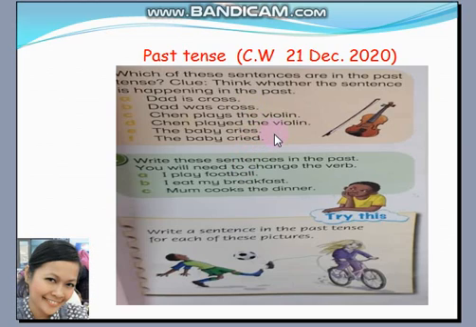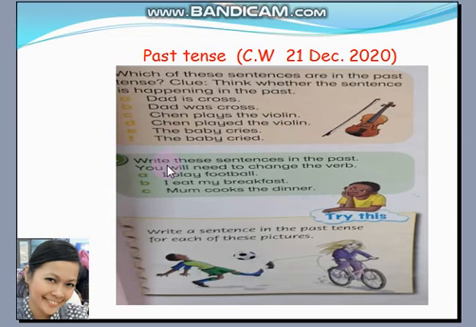Remember that some of the verbs, regular verbs, we added ed to make them in the past tense of the verb, while the other verbs, we call them irregular verbs that we need to change their spelling in order for them to be in the past tense of the verb. You can do it, I know.